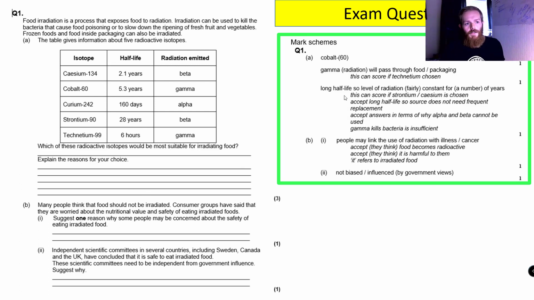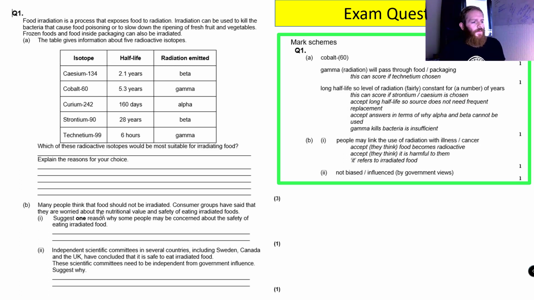So these are the 3 marks that I want you to have a look at. It doesn't have to be word for word, by the way, as long as you've got something equivalent to what's been said there, you can still get the marks. Okay, so cobalt-60, because the gamma radiation that it emits will be able to pass through packaging and everything else, and it's got a long half-life, so it's going to be a fairly constant amount of radioactivity, and it's going to last for quite a while.